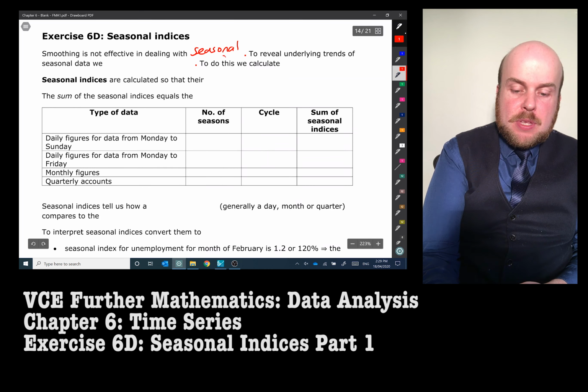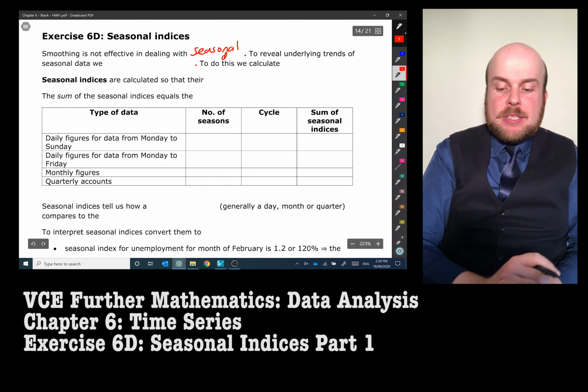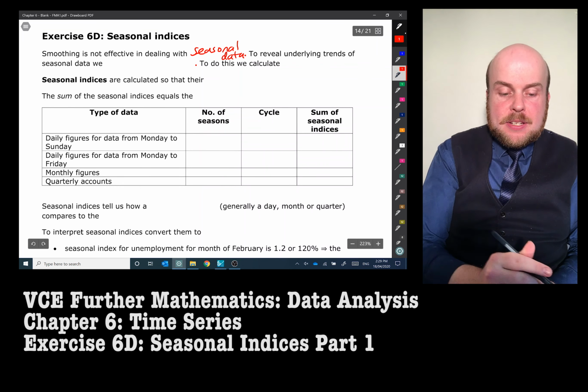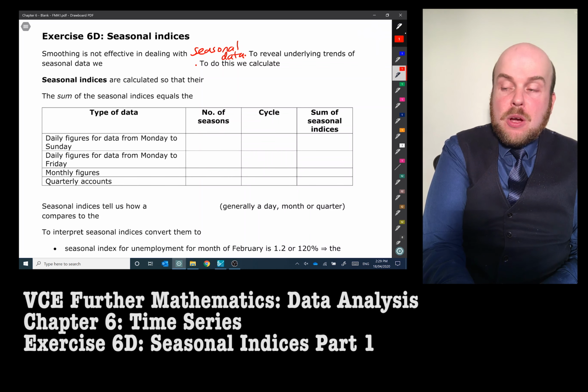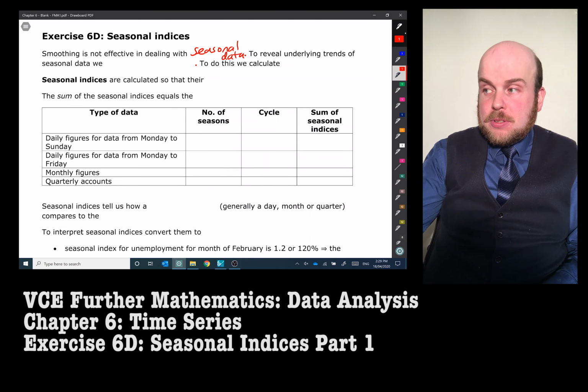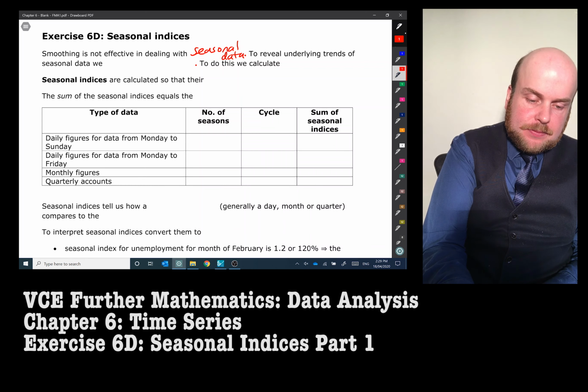So we know that smoothing data is not very good at dealing with seasonal data. To reveal underlying trends of the seasonal data, we do a process called deseasonalizing.